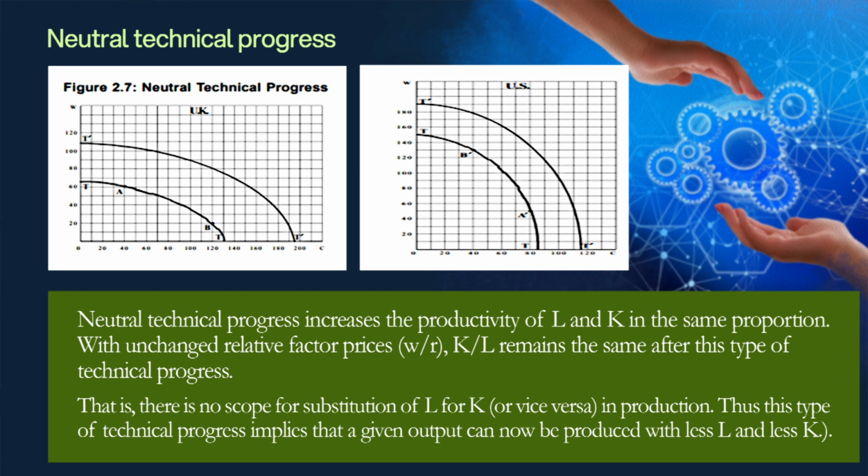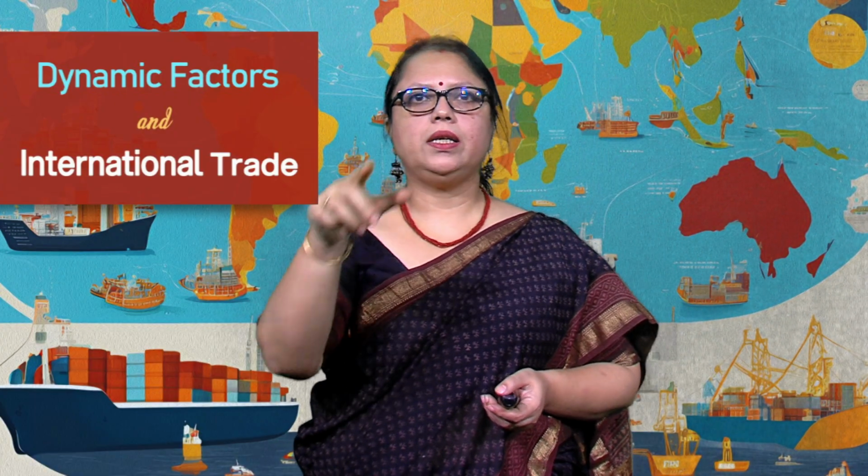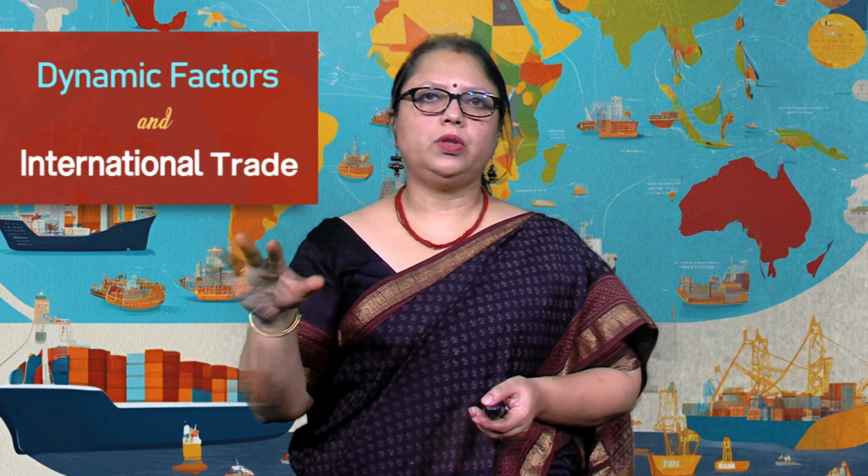So there is no scope for substitution of labor and capital since both are changing at the same ratio. This type of technical progress implies that a given output can now be produced with less labor and less capital. You can see the graph where it is clearly visible that with the proportionate change of both labor and capital, things will remain the same.